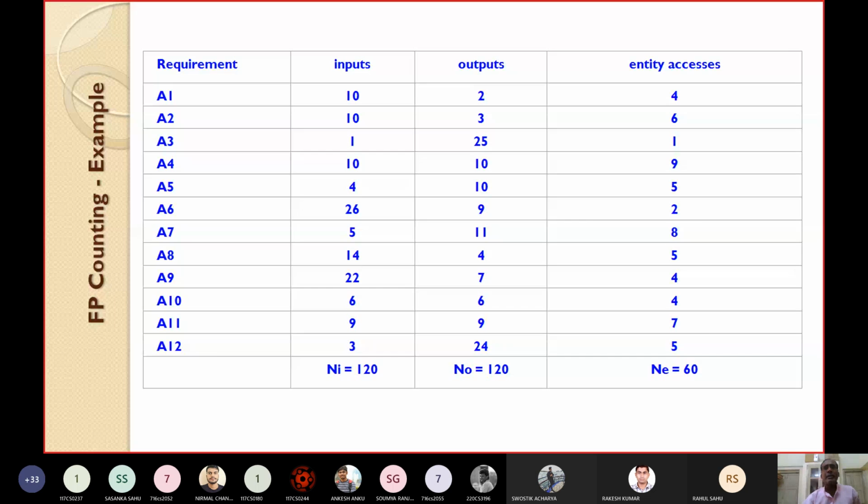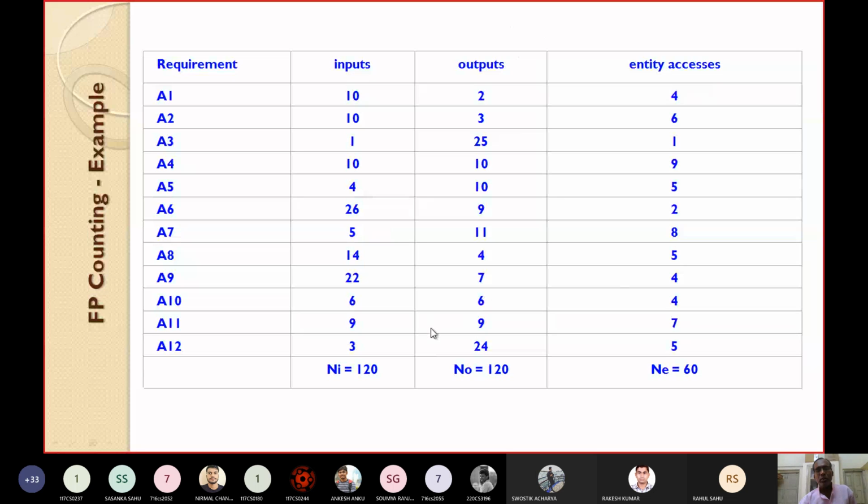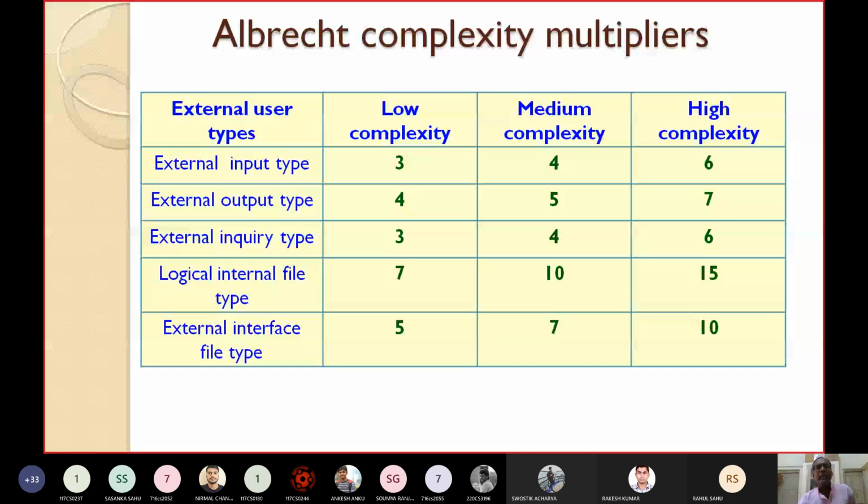So now let's see, as I have already told you, you have to multiply these individual things with some multipliers or constant values. So Albrecht had found out some multipliers. People call them Albrecht complexity multipliers. He has identified there can be 3 possibilities for the complexities: low complexity, medium complexity, and high complexity. He has also found out, from his experiment, some constants which can be assigned to the complexities, like external input type.